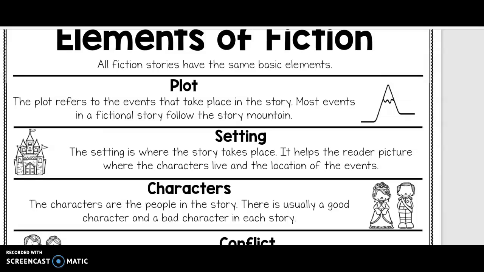And those 5 pieces are things that are very important. They're important to the author, and they should be very important to the reader. They should be something that you're mindful of. They should be something you're paying attention to.